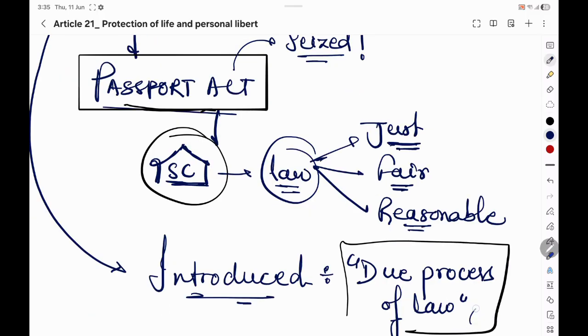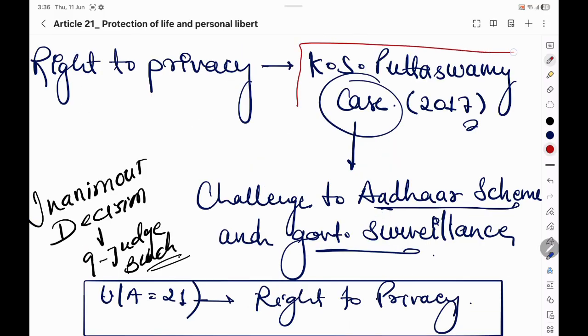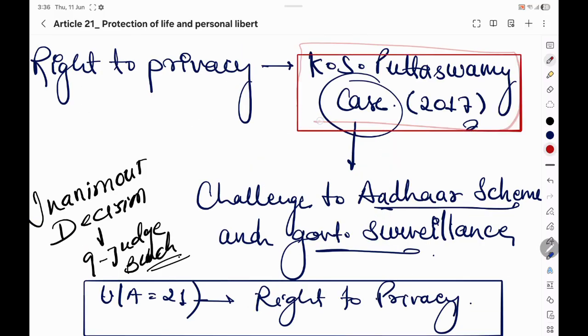So it basically introduced the due process of law. That is, now the legislative as well as the executive action both can be checked and both can be judicially reviewed. Okay, that is the case, Puttaswamy case, that was in 2017. That is famously known as the right to privacy case, where it was unanimously declared that the right to privacy is a fundamental right protected under what? The Article 21 of the Indian Constitution.